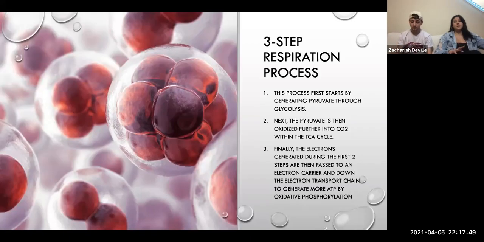The three steps of the respiration process first begin by generating pyruvate through glycolysis, which is an essential intermediate. After that, the pyruvate is then oxidized further into CO2 within the TCA cycle. And then after that, the electrons generated during the first two steps are then passed to an electron carrier and down the electron transport chain to generate more ATP by oxidative phosphorylation.